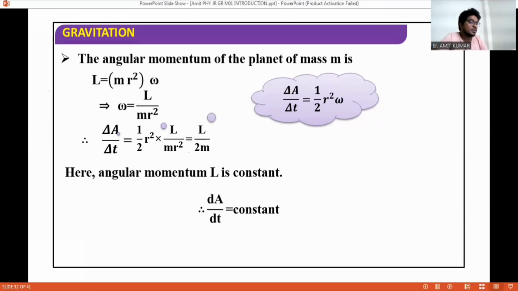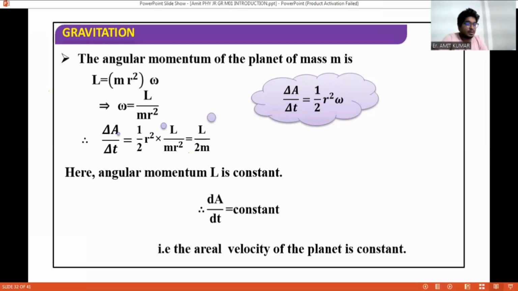So dA by dt, the rate of change of area with respect to time, is constant. The areal velocity of the planet is constant. Areal velocity, not velocity. Clear?